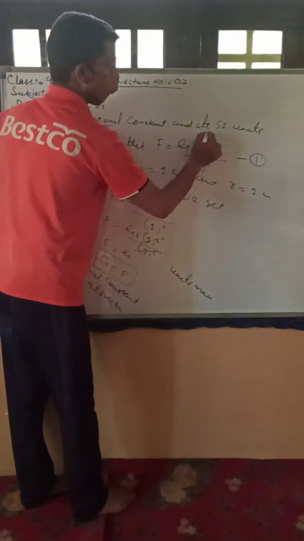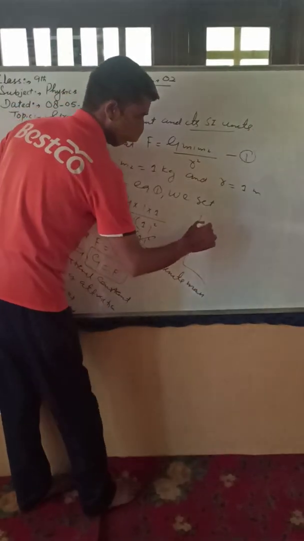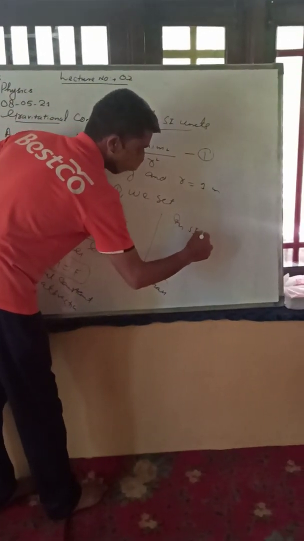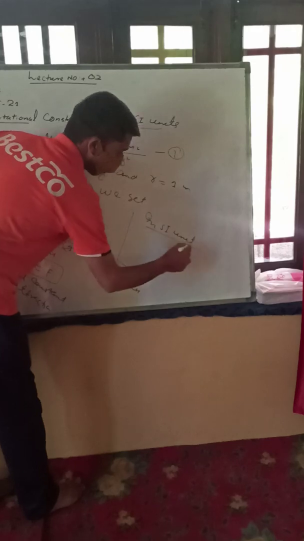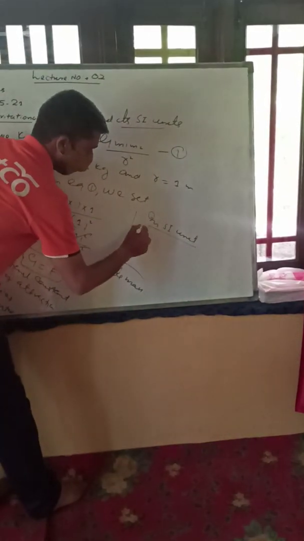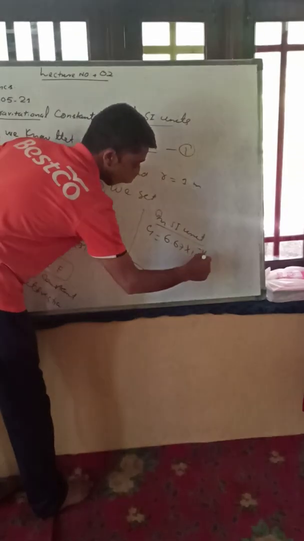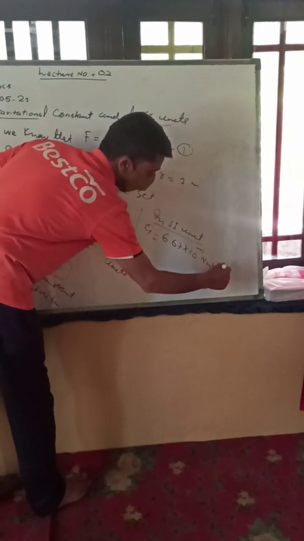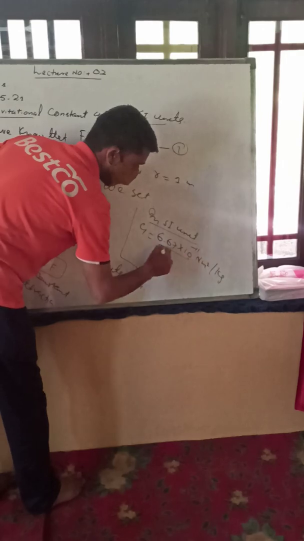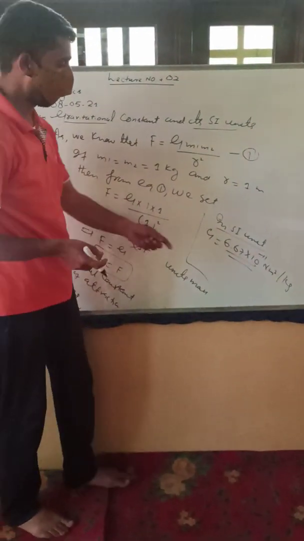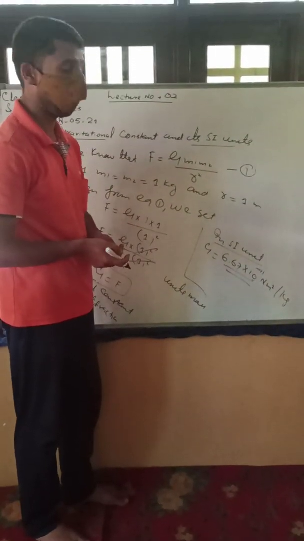Now moving to another point, what is its SI unit? In the SI system, G is equal to 6.67 into 10 raised to the power minus 11 Newton meter square per kg square. And this value was given by one of the famous physicists. His name was Henry Cavendish.